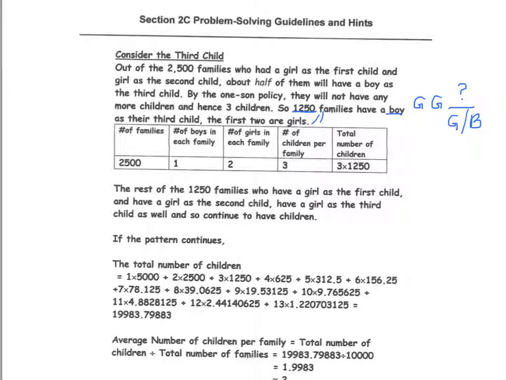So we are looking at families that have a girl as a first child, girl as the second child, and then finally a boy as the third child, after which they stop having kids according to the one son policy. So let's look at the details in this table of these types of families. The total number of families is, and that should have been 1,250.